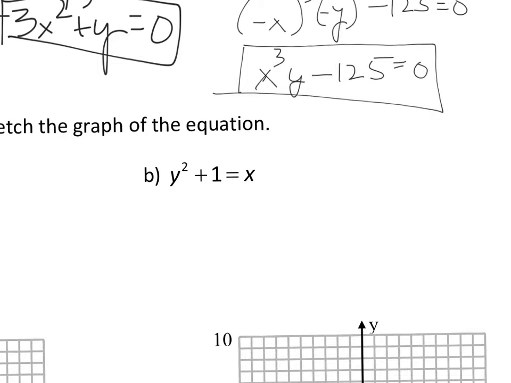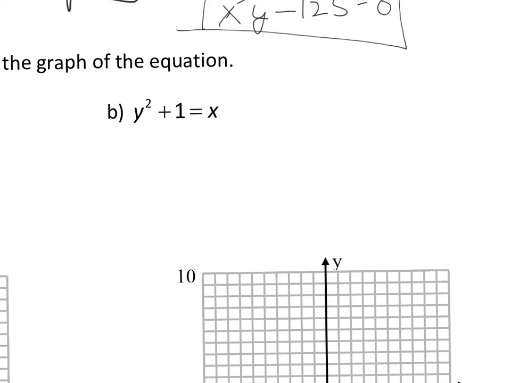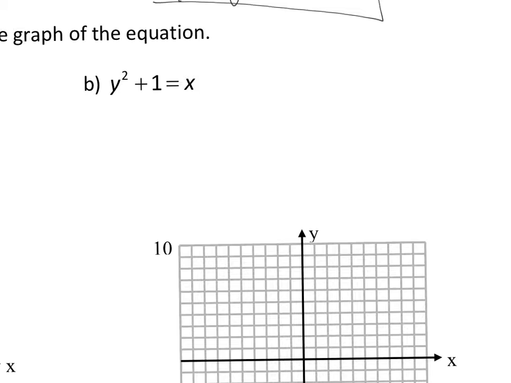Let's look at this one. If I plug in negative x, it's not going to give us the same equation. If I plug in negative y, that would work. If I plug in negative x and negative y, that would not work. So this is symmetrical to the x-axis because negative y would return the same equation.